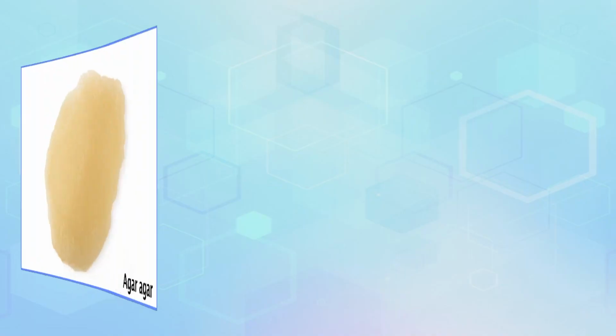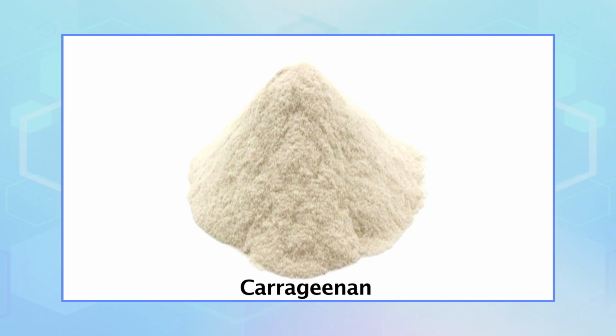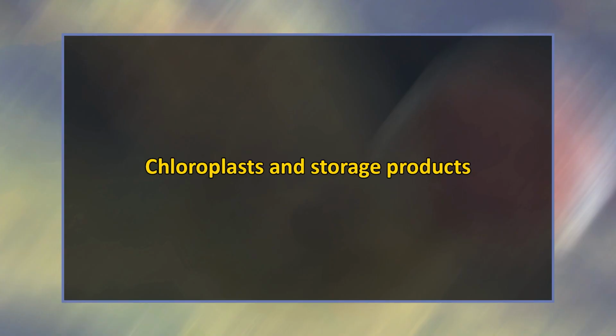The two largest groups of amorphous mucilages are the agars and the carrageenans. These mucilages may constitute up to 70% of the dry weight of the cell wall. Cuticles, composed mostly of protein, can occur outside the cell wall. Number 2, chloroplasts and storage product.